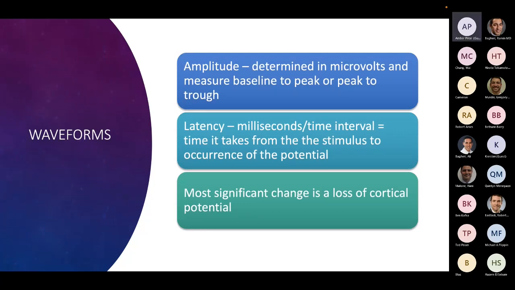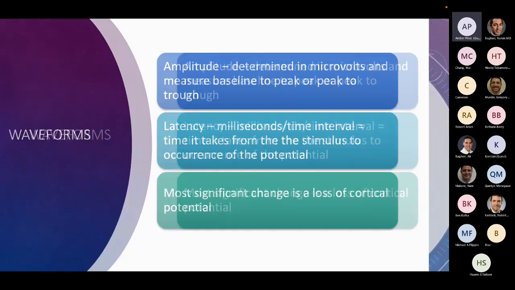Waveforms. So when we talk about the warning criteria, it's important to understand what amplitude and latency are. Amplitude is determined in units of microvolts and is a measure from the baseline to the peak, or the peak to the trough. Latency, I think about in terms of physics as like a velocity. It's milliseconds per time interval, and it's the time it takes for the stimulus to occur and then reach the potential.